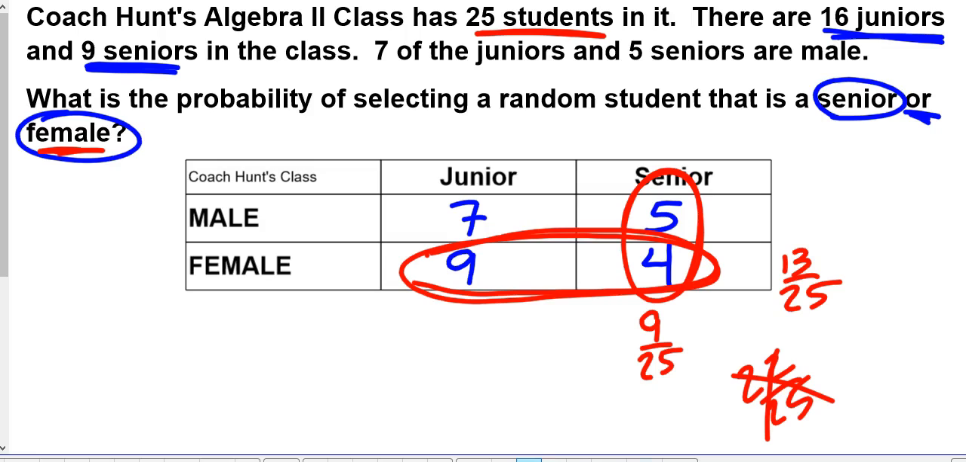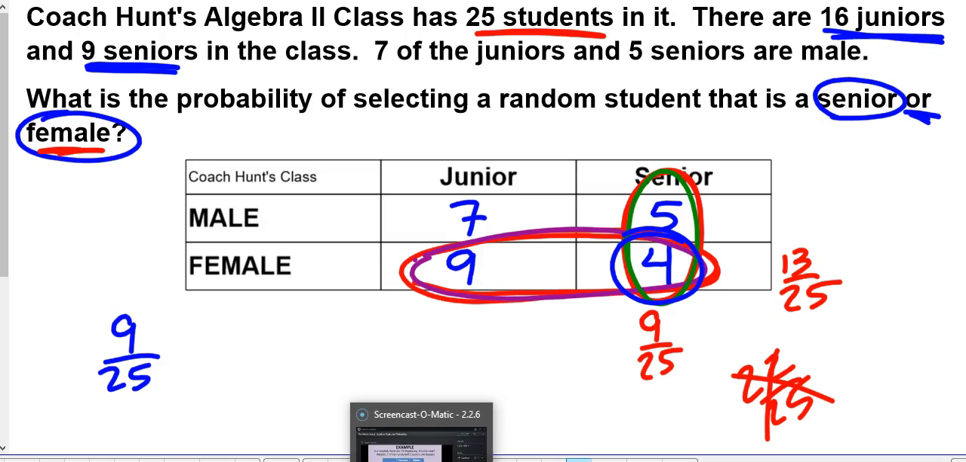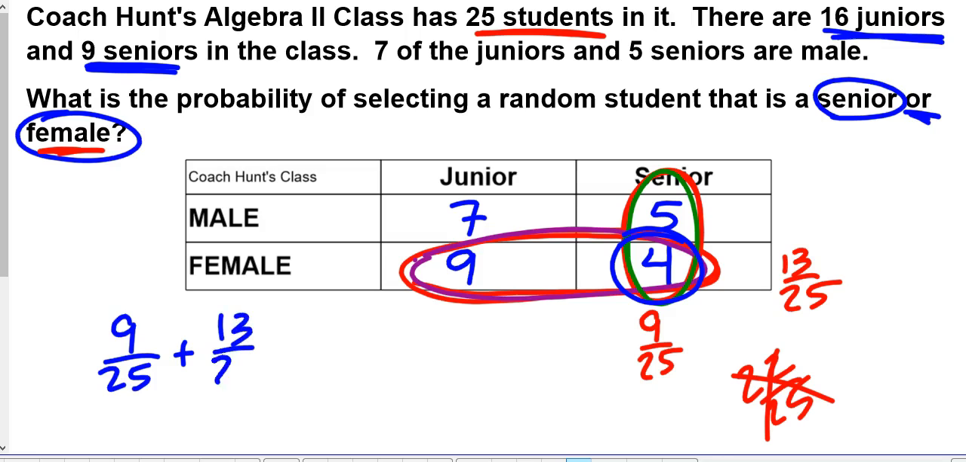If you look at what's been circled here, you can see that as I circled this group and I circled this group, we have a nice overlap right here at this 4. So we want to make sure that we don't double count those 4. So what we're going to do is say 9/25, which is the probability that the student is a senior, and then we're going to add 13/25, which is the probability that the student is a female, and we're going to subtract the probability that we have a student that is both a female and a senior, and that would be the 4/25 right here where they overlapped. So that keeps us from counting it twice.